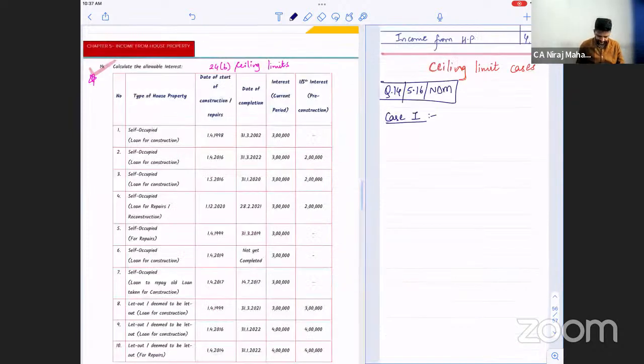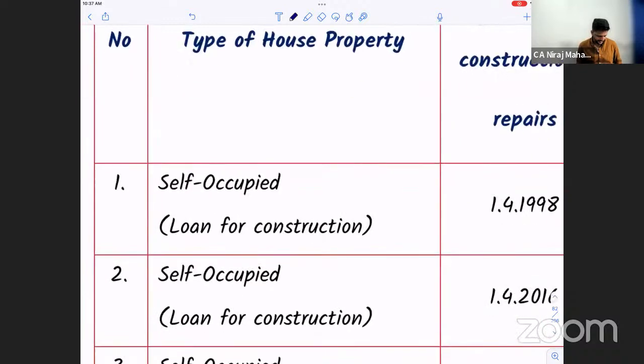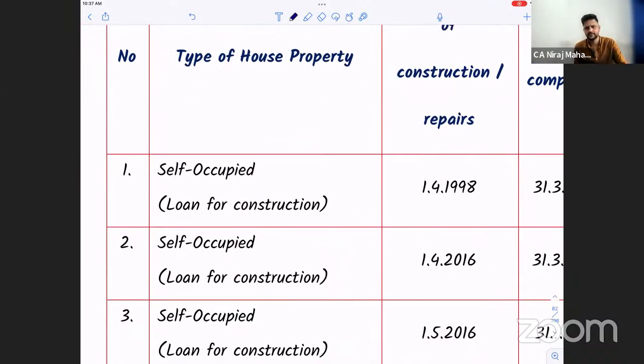Case 1. What type of property is it? SOP. Ceiling limit applicable, simple, first of all. Otherwise, it will directly say not applicable. Purpose is what? Construction. So it will fall under which category? Construction or acquisition. Clear till here?